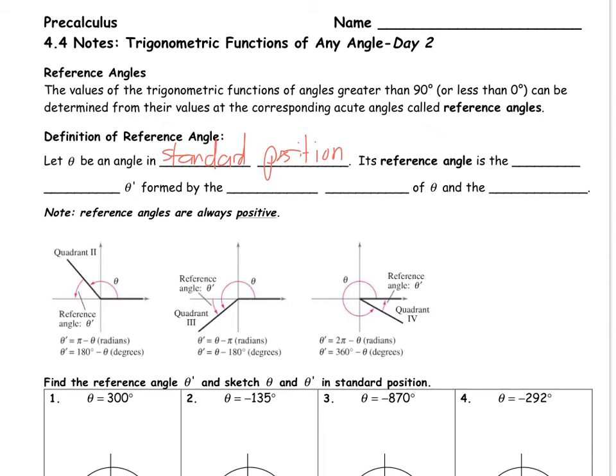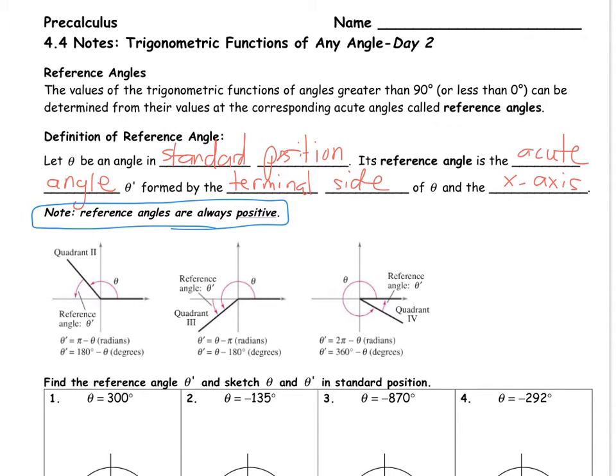The reference angle is the acute angle theta prime formed by the terminal side of theta and the x-axis. It is important to note the reference angles are always positive. You can never, ever have a negative reference angle. That's just bad math, okay?